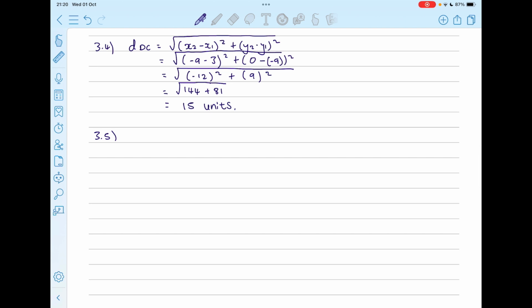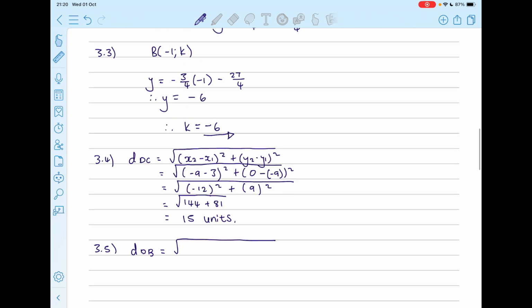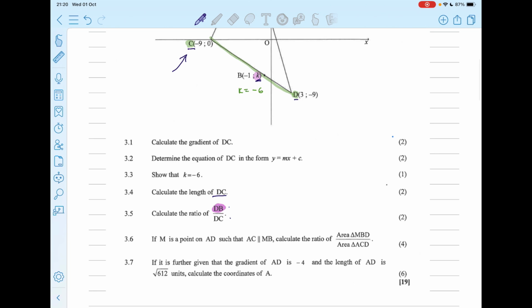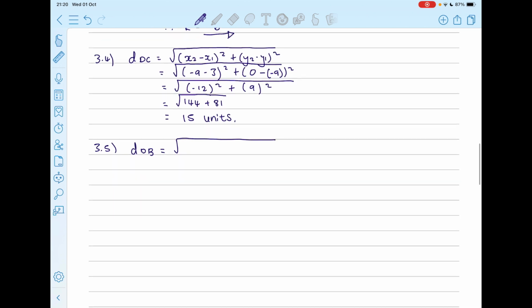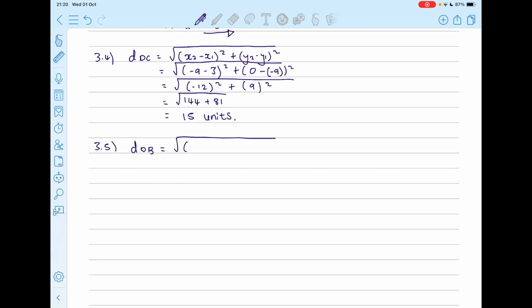3.5. We need the distance of DB, and I'm not going to write the equation again. I'm just going to substitute directly. Point D is the one with 3 and -9. For B, its x is -1. So here it would be -1 minus 3 squared, plus the y, which is -6 minus -9, and this is also squared.